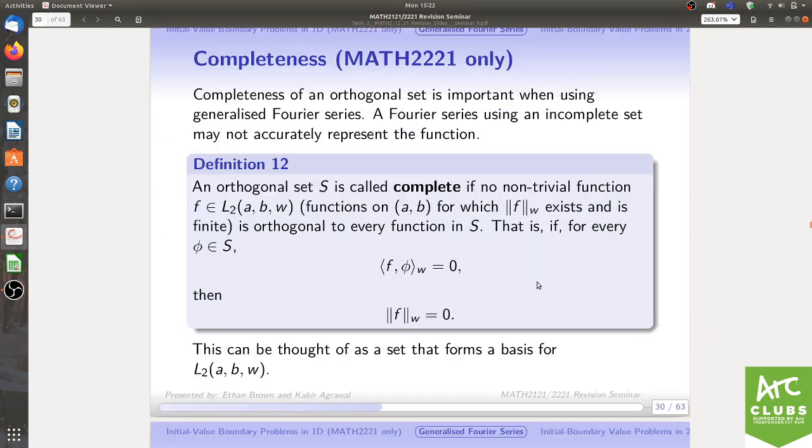Okay, with regards to this next slide, we don't really need to worry about it too much for the 2121 students, but for the 2221 students, we say that a particular set S is called complete if there is no non-trivial function that is orthogonal to every single function in your set S. In other words, if you compute your inner product with each one of your functions in the set and you always end up with 0, then the function itself must be the trivial function. I suppose this is identical to saying that the function exists in the span of your orthogonal set. So every single function in L2 is expressible as a linear combination of stuff in S.